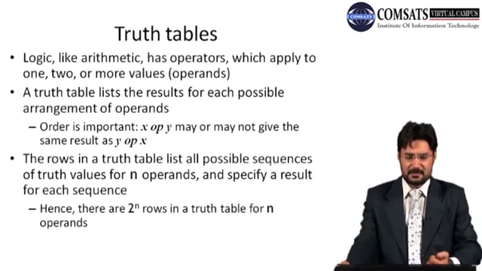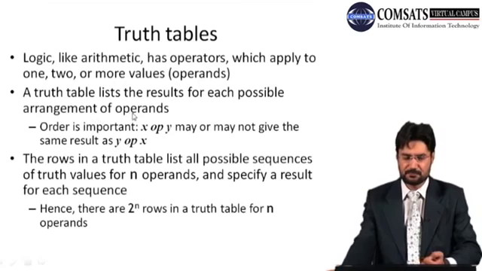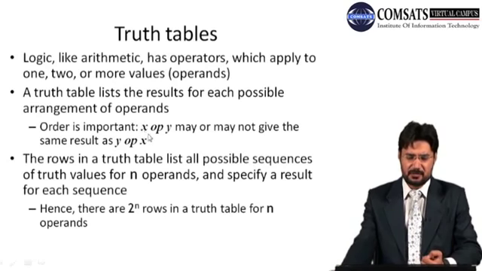A truth table lists the result for each possible argument of operands. Order is important. X operand Y may or may not give the same result as Y operand X. So here it's mentioned that the order matters, because it's not necessary that X operand Y will give you the same result as Y operand X. So this is very important, which one you put first and which one second, because it can alter the result.